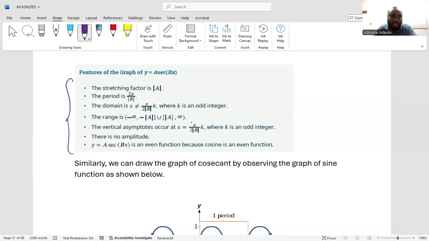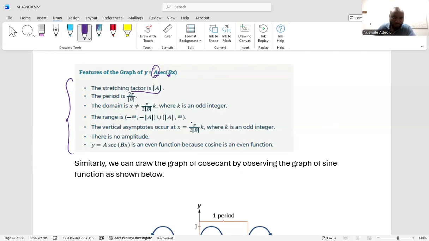Okay, having done that, these are some features of secants that I would like to talk about. The stretching factor is the absolute value of A here. When we graph secant, sine and cosine, we call A amplitude. We do not call A amplitude when we are drawing these other trig functions. Rather, we call them stretching factors. So A is a stretching factor. Remember what to stretch means? The period is 2 pi divided by b. If our b is 1 in this case, then the period will be 2 pi for secant.